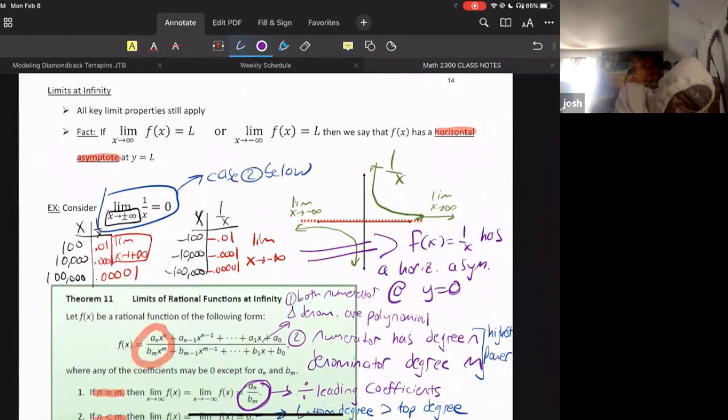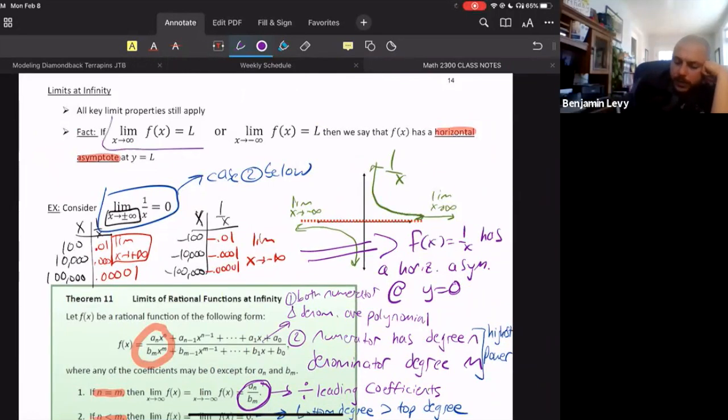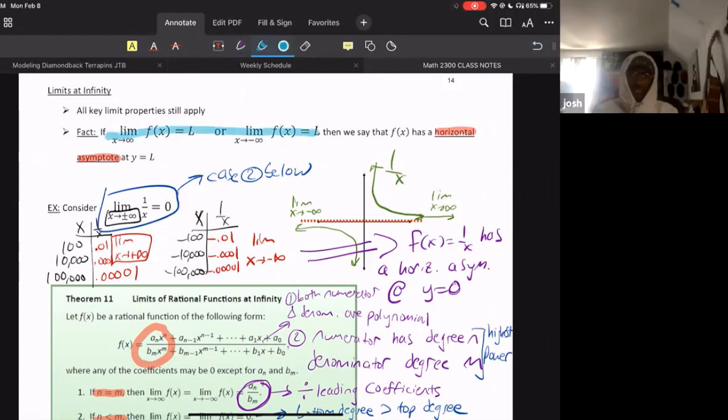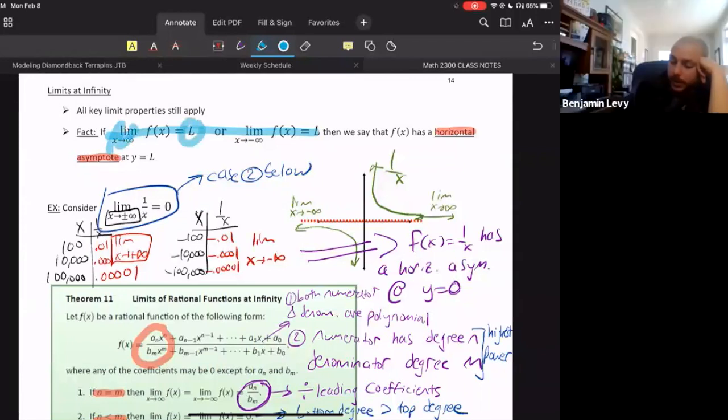Is that a limit? So the question's about this part right here. The L is just if it equals something. This part that I'm highlighting just says, if the limit as we approach infinity equals some number, so this is a y value, or if the limit as we approach negative infinity equals that y value, that's just the definition of having a horizontal asymptote at that point.